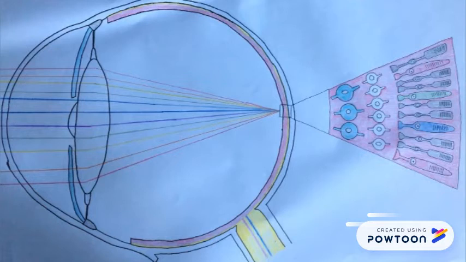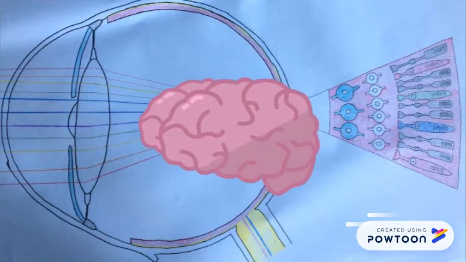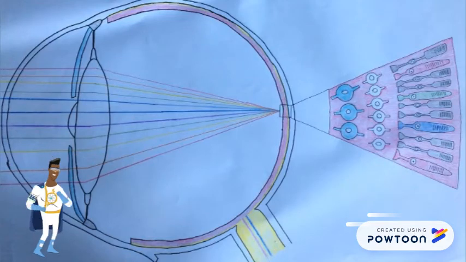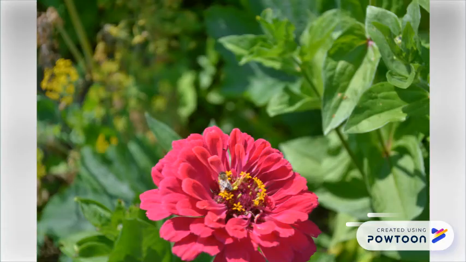Once all that information is in your optic nerves, the optic nerves then send all that information to your brain, and then your brain tells you what you are seeing. And remember, all of that happens in less than a second. But where does color actually come from? Well, color actually comes from the sun.